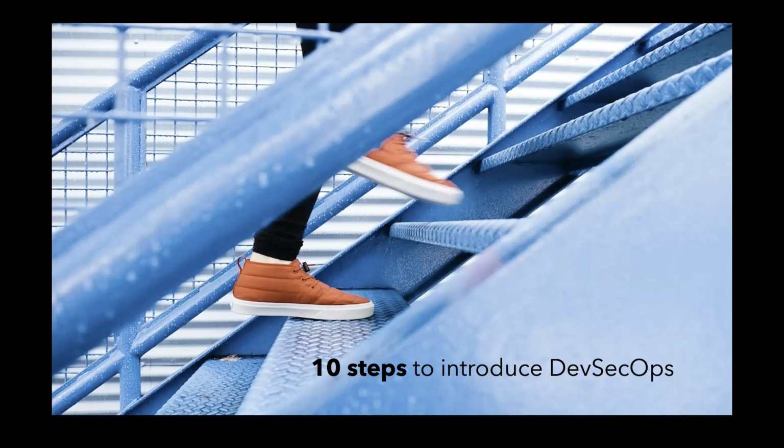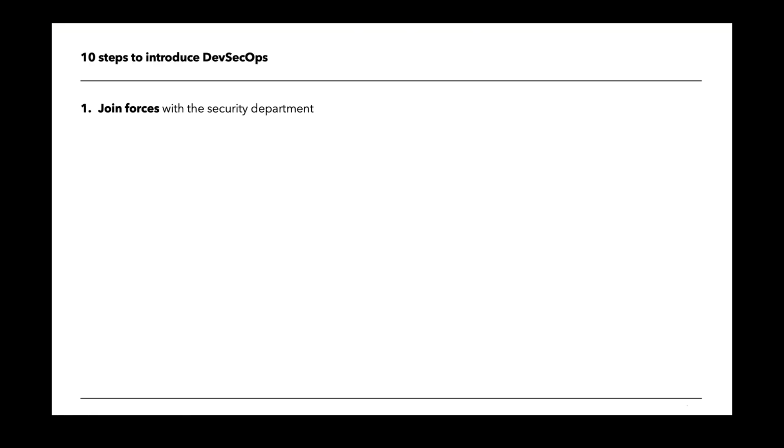So, we are at the end, and now I will give you 10 more bullet points which you can use to bring DevSecOps to life in your company. Well, number 1, join forces with the security department. Team up with your security team. Get people on board and start your DevSecOps journey together.